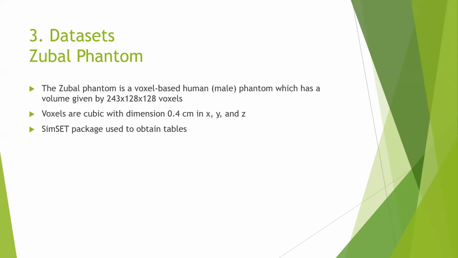We have used two data sets. The first one is the Zubal phantom. The Zubal phantom is a voxel-based human male phantom, which has a volume given by 243 by 128 by 128. The voxels are cubic and each have dimensions of 0.4 centimeters in X, Y, and Z directions. And we have used SimSET package to obtain the tables. In the SimSET package, we had the attenuation and the density tables to calculate the attenuation.